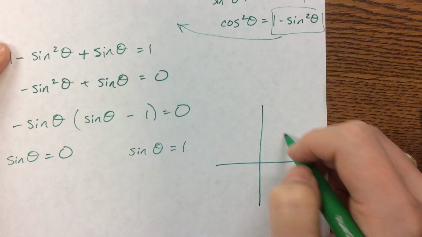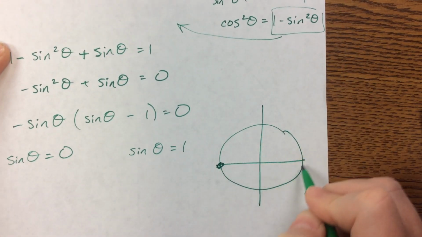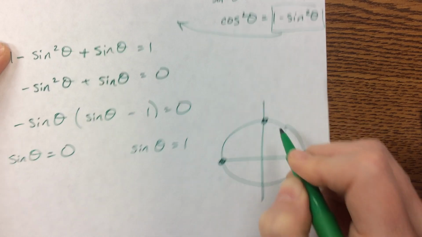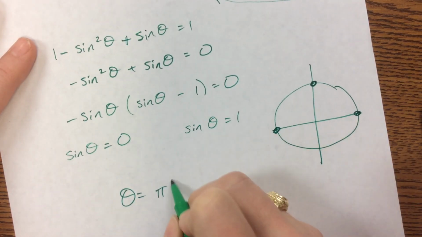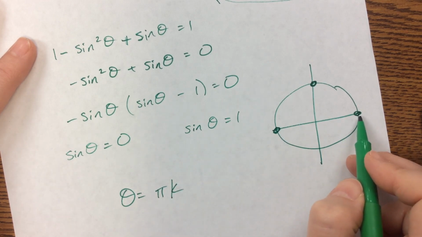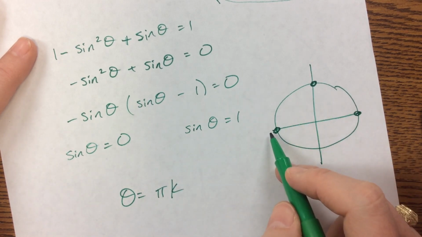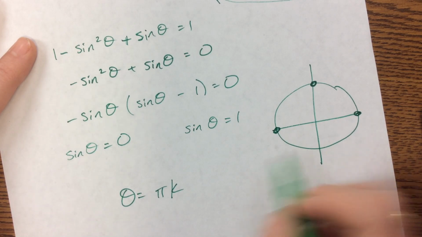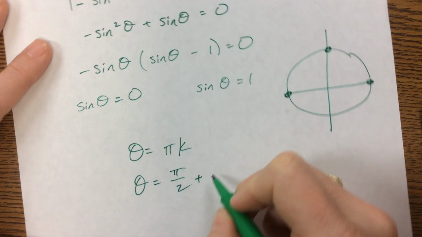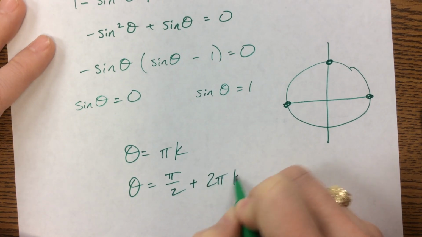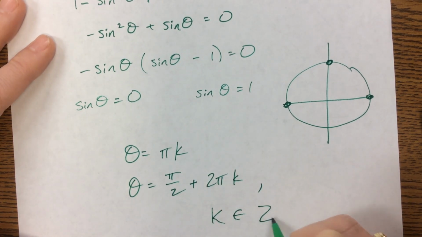And on my unit circle, sine is the y value. That's going to be here and here where it's 0 and here where it's 1. So I can say theta equals pi k, because plug in, let k be 0 and you're here, plug in 1, plug in 2, plug in 3, and so forth. And then the other one would be pi over 2 plus 2 pi k. As always, k needs to be an integer.